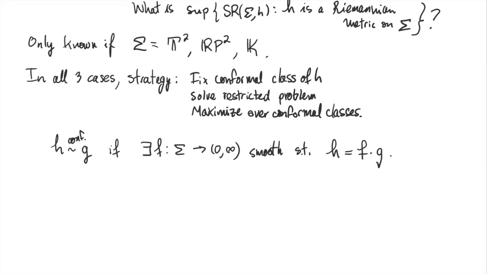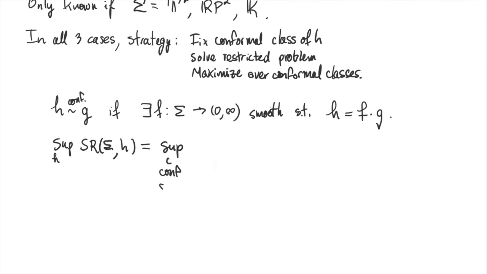Okay, so in other words, the above strategy is just to rewrite the supremum over all Riemannian metrics of this systolic ratio as a double supremum. So first do a sup over conformal classes C of metrics, of the sup over the metrics H in this conformal class of this systolic ratio.